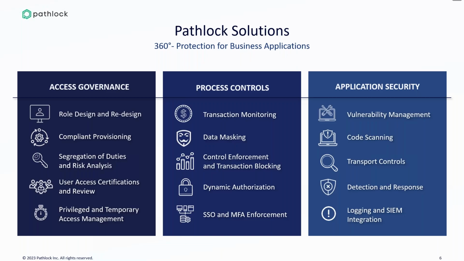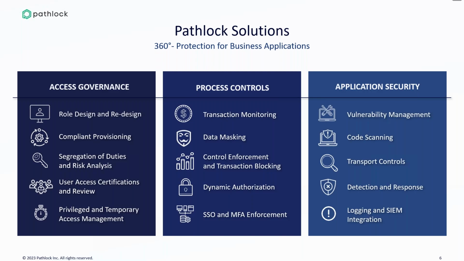We are offering 360 degrees protection for all business applications within your company. For that, we have 3 pillars: access governance, process controls, and application security. Within the part of access governance, we cover everything around your access controls, like role design. We have provisioning there. We have user certifications and review, and temporary user management, everything around the access for all applications.